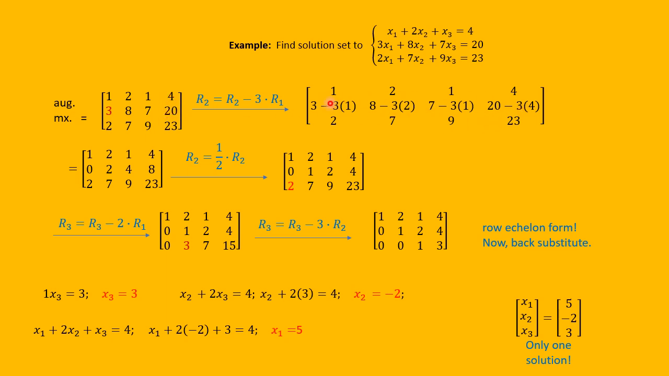Okay, so let's see. 3 minus 3 is 0. 8 minus 6 is 2. 7 minus 3 is 4. 20 minus 12 is 8. So this matrix is equal to this matrix. So the next thing we'll do is look at this matrix.